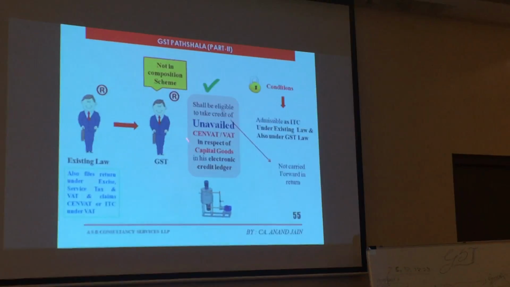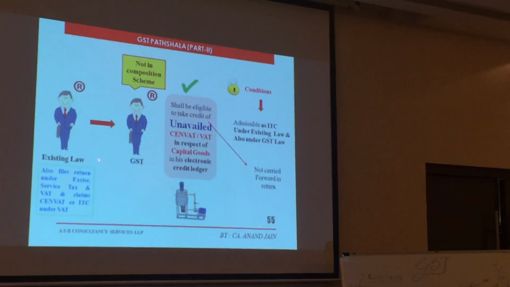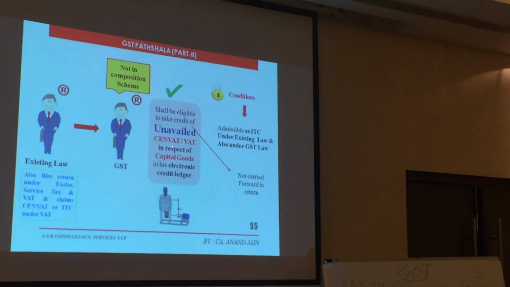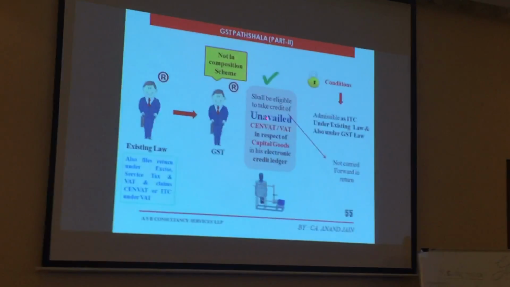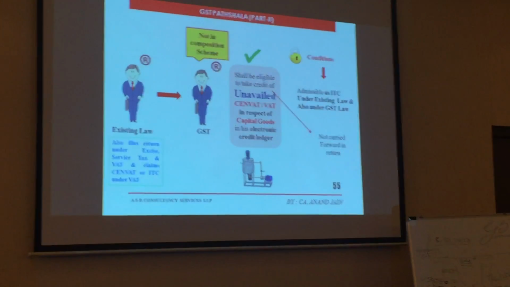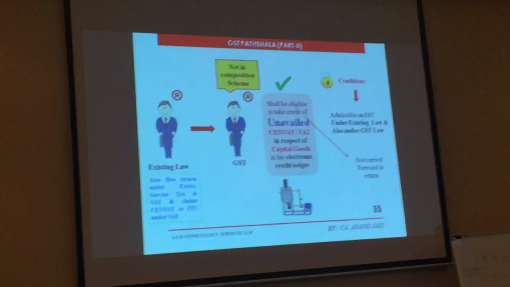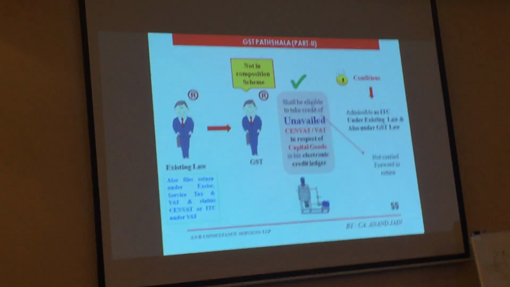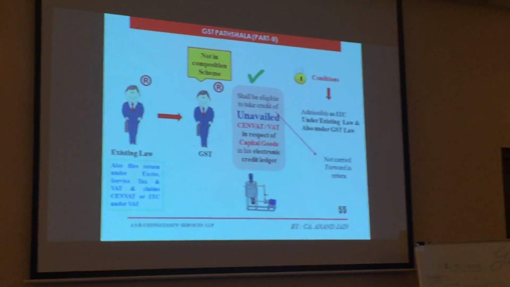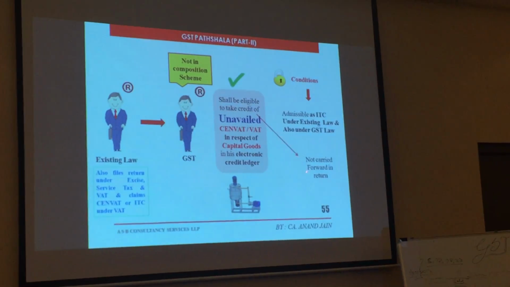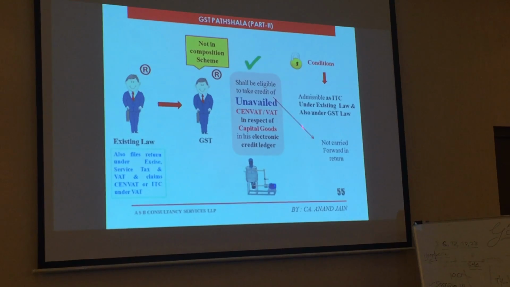In your case, unavailed SENVAT credit in respect of capital goods, you can take it up. Suppose you bought capital goods in the April to June window. Under the current tax regime, you take the credit in 2 installments in 2 financial years. So you can take the unavailed credit in the next GST regime.